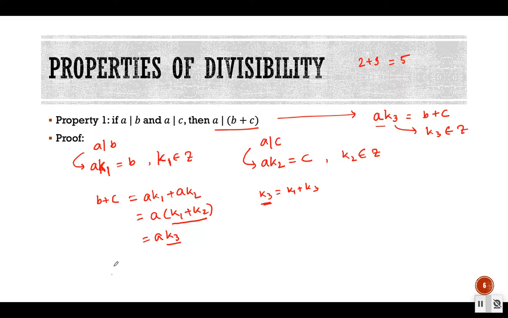And here you can see that we can represent the whole thing as a times k3 equals b plus c, where k3 belongs to an integer number, so that proves that a divides b plus c.